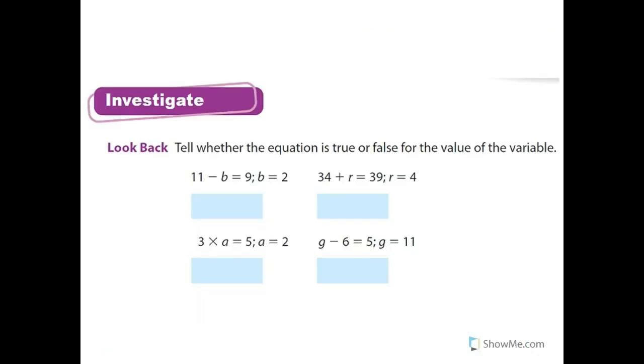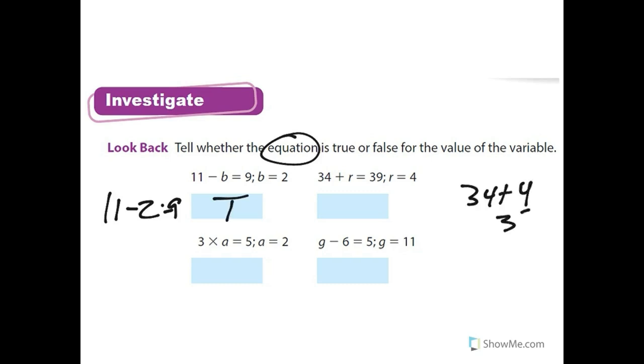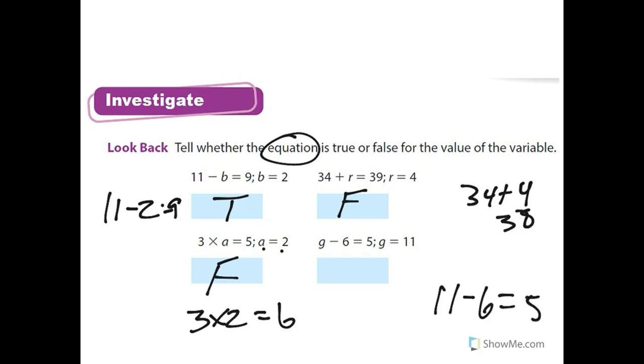So tell whether the equation is true or false. Last lesson was whether an equation is true or false for the value of the variable. So if we do 11 minus 2, that's going to equal 9, so that's true. 34 plus 4 is 38, that is false. 3 times 2, see, we're replacing a with 2, equals 6, that's false. 11 minus 6 equals 5, that is true.